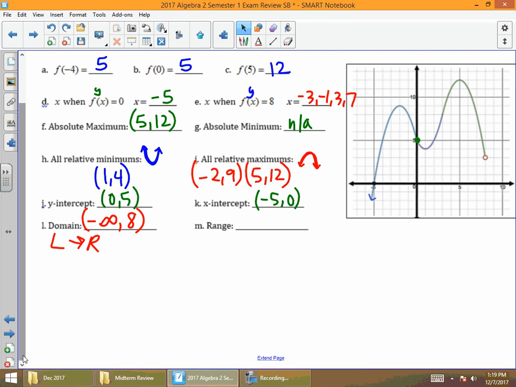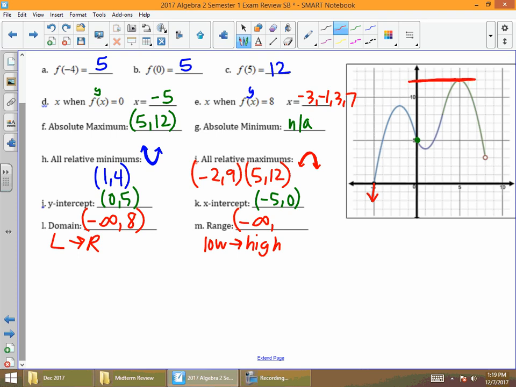So we look at the range. Range, you want to look low to high, or down to up. And if you look, the lowest point this graph's going to go to, again, this arrow is going to continue to go down forever. So there's no low point, so it's going to go down to negative infinity. But the highest point it reaches is here. So I always draw a line over to the y-axis to see where that stops, and that's up at 12. And since there's a regular point up there, we're going to put a square bracket.